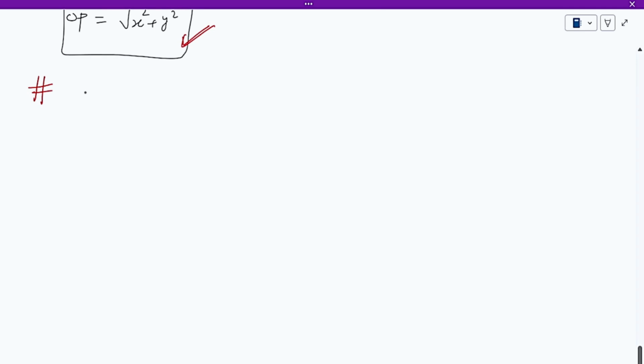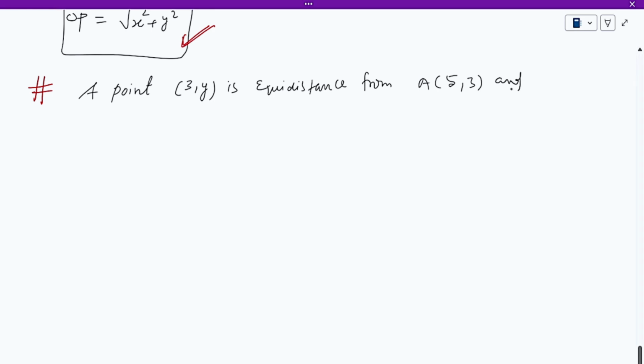Very common questions. Let's say I'm saying that a point 3 comma y is equidistant from A, which is given as 5 comma 3, and B, which is given as 3 comma 7. So find the value of y. Find the value of y.